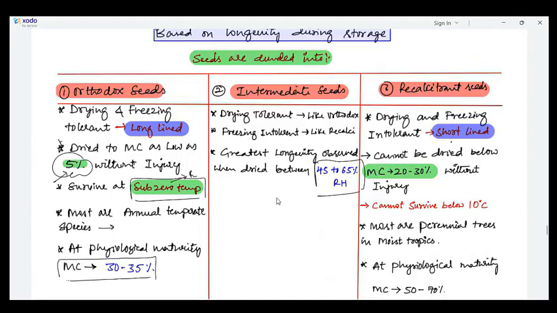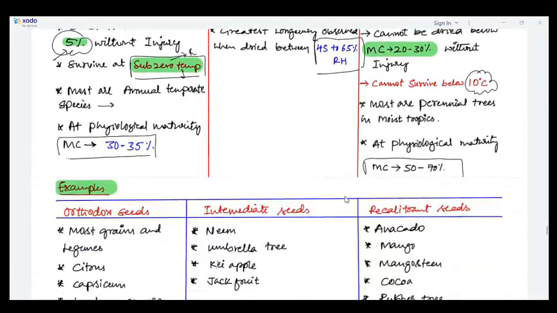they cannot be dried below a moisture content of 20 to 30% without causing injury. If the moisture content of these seeds is lowered below 20 or 30 percent, there will definitely be injury to the seeds, and the quality will deteriorate. At physiological maturity, the moisture content is very high here, about 50 to 70%, and they cannot survive below 10 degrees Celsius, whereas orthodox seeds can survive sub-zero temperature. So these are the differentiation examples.